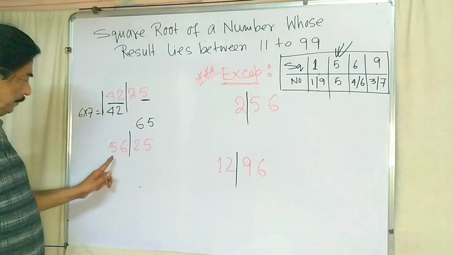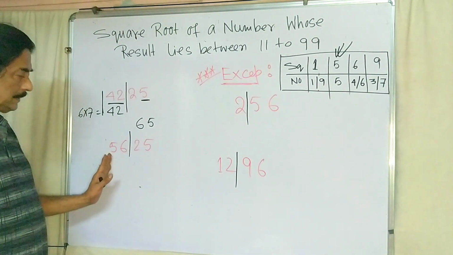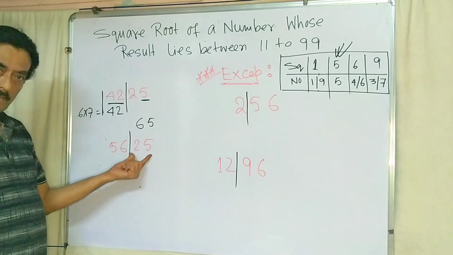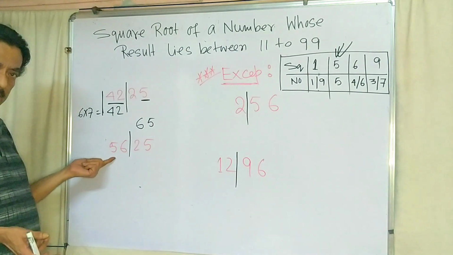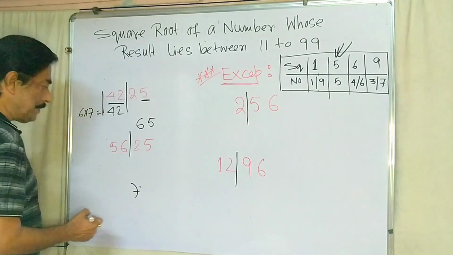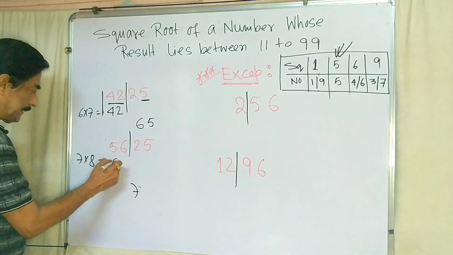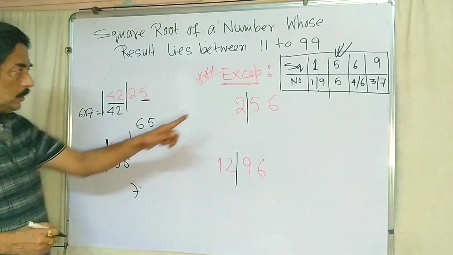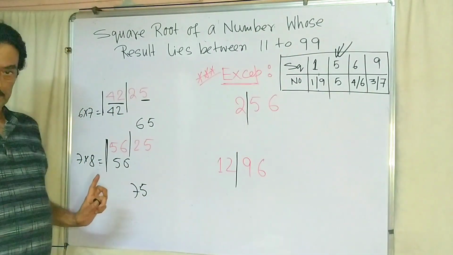Our next example is 5625. Rule is the same. Divide the number into two parts, two places from the right side. So the left hand part is 56, the right hand part is 25. Now find the number whose square is less than 56 and nearest to 56. So 7 square is 49. Then 7 into 8 is 56. Again these numbers are the same. So when these numbers are the same, the right side should be 5, and under 5 there is only one number. Your result is 75. These are normal cases.